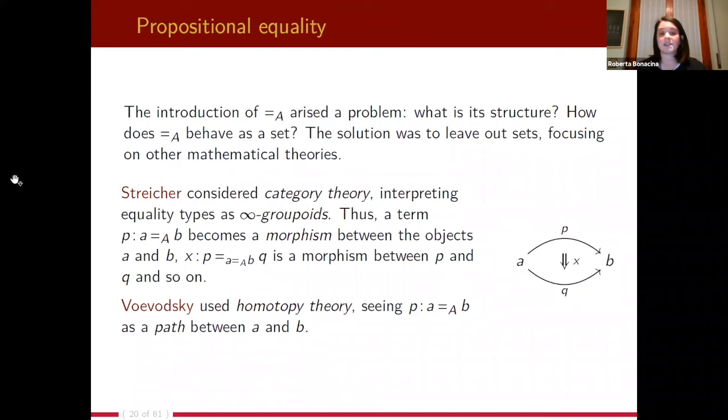Voevodsky did the same, but using homotopy theory, and so seeing p as a path from a to b. The construction is the same. The two constructions just live in different worlds, say.